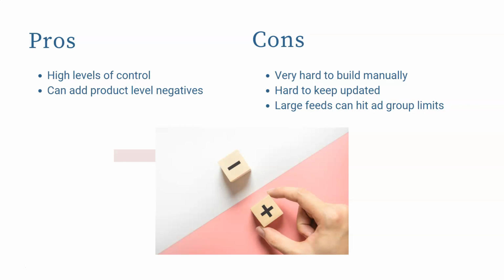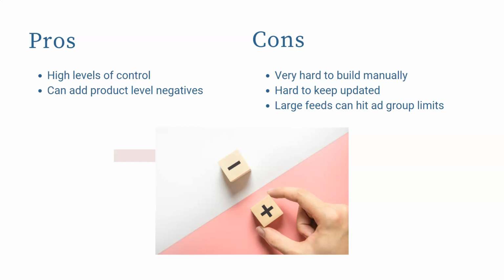And the benefit of that is that you can actually add product level negatives, because obviously you can add a negative keyword to an ad group or a campaign. So if you've got a single ad group with a single product, it means you can add product level negatives, which can be useful sometimes, because if you've got a lot of products in your feed, then a negative that applies to one product won't necessarily apply to another product. So in that respect, that can be a big advantage if that's relevant to you.